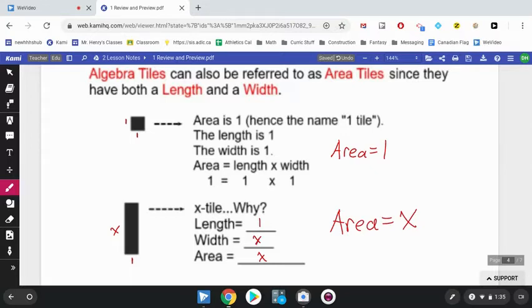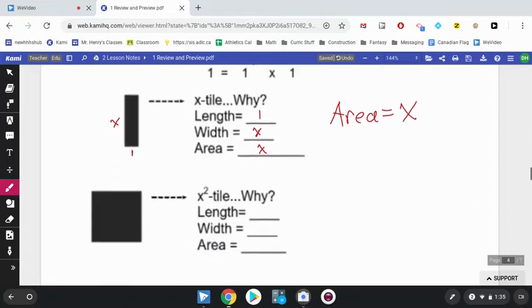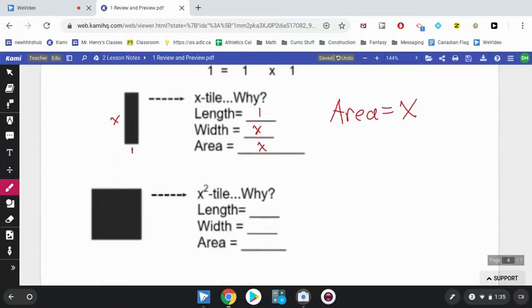Great. And now let's move on to the X squared tile. And maybe I'm thinking it has an area of X squared because I have a lot of logic and I kind of see the pattern. It's called an X squared tile because, well, it has an area of X squared. Well, let's talk about it and let's look at those tiles again. Here's the X squared tile.